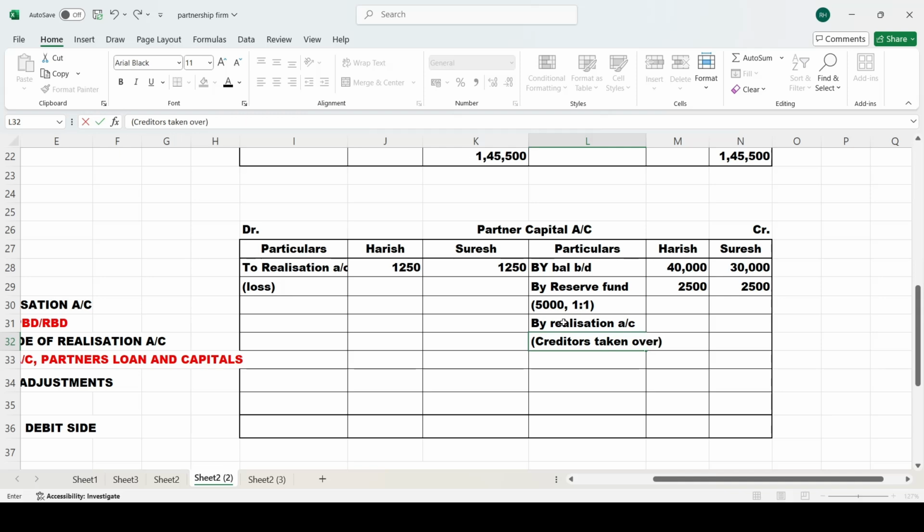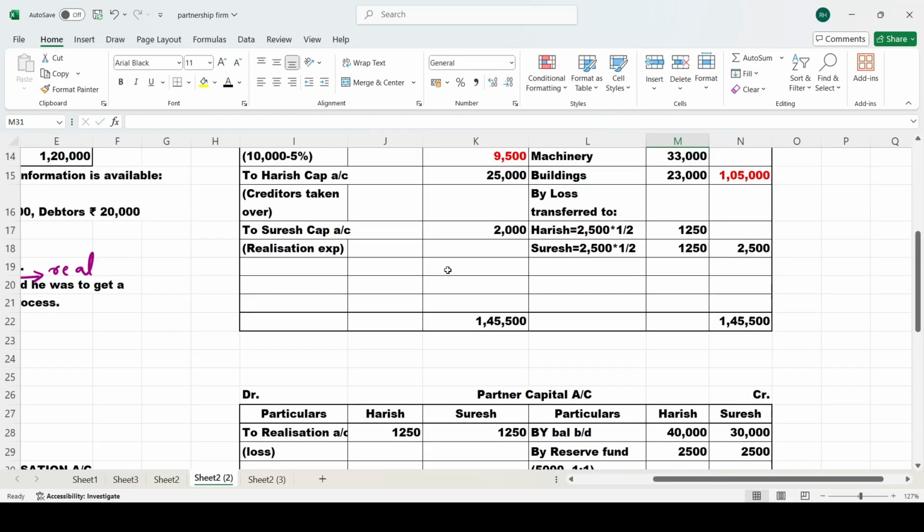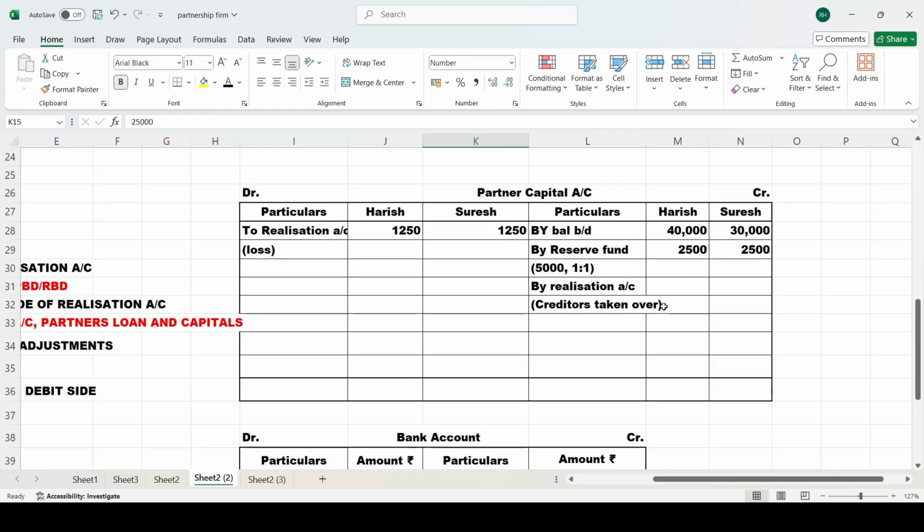Who took over creditors? Creditors were taken over by Arish. For how much price he took over creditors? He took over it for 25,000. You can see it over here. So Arish 25,000, we'll record it in the Arish column.